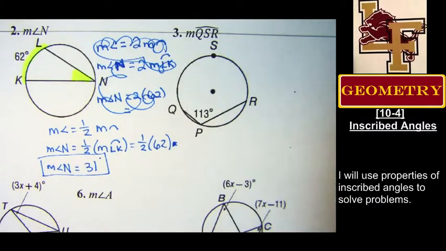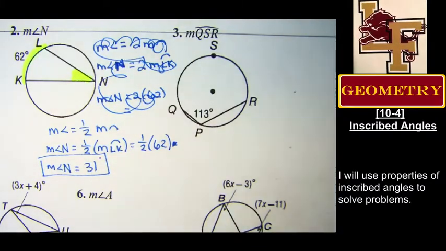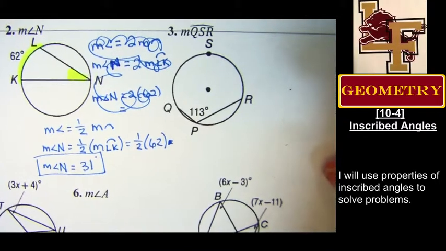What do we do again? You're doing 1/2 times 62. They're telling me it's 31. Did you get 31? Times 62? Yeah, 31. There's the measure of the angle.